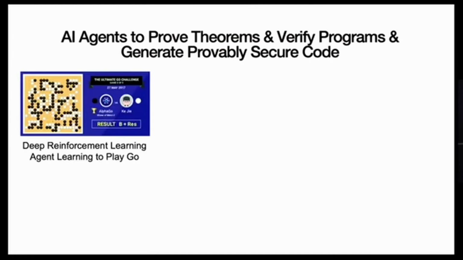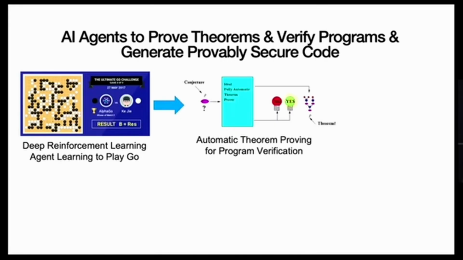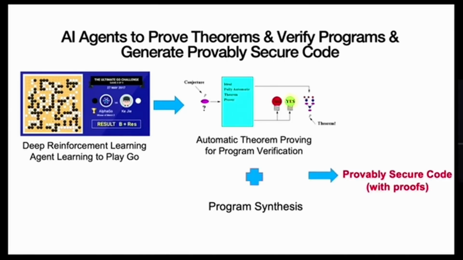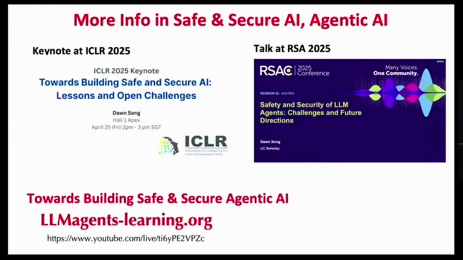Using this approach, we hope that we can develop agents. Instead of just playing games like Go, we can develop proof agents that can automate theorem proving for program verification. And when used in conjunction with program synthesis, we can automatically generate not just code, like today, but provably secure code.